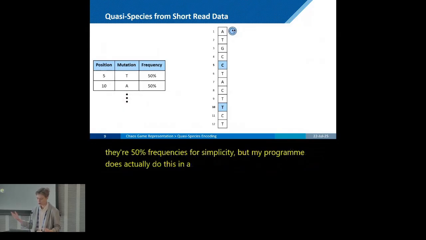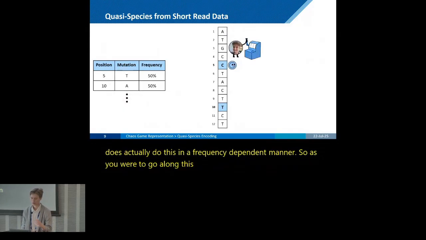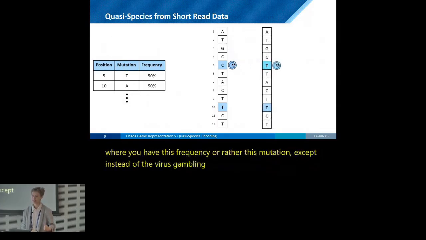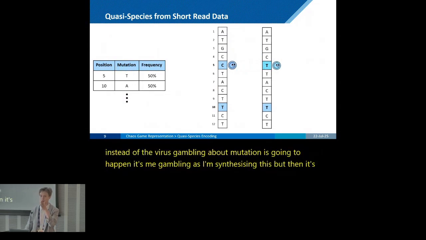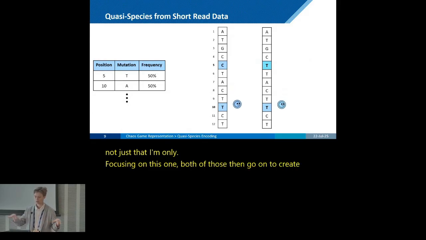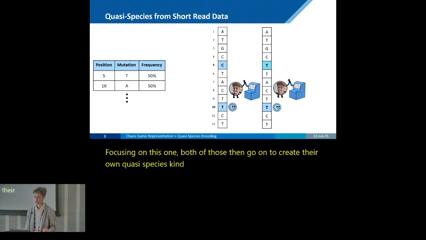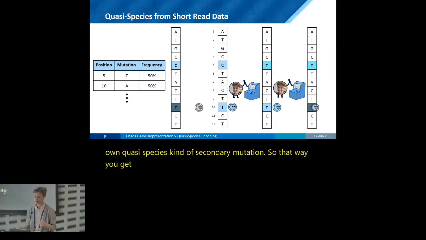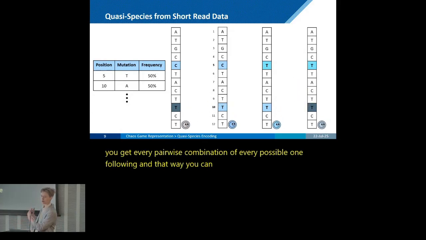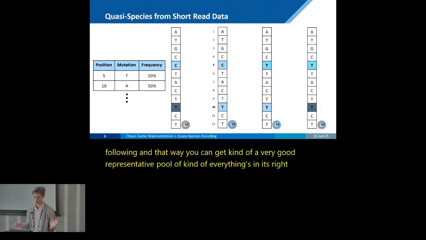So as you go along this genome, you reach the position where you have this frequency, or rather this mutation, except instead of the virus gambling about what mutation is going to happen, it's me gambling as I'm synthesizing this. But then it's not just that I'm only focusing on this one. Both of those then go on to create their own quasi-species, kind of secondary mutations. So that way you get every pairwise combination of every possible one following. And that way you get a very good representative pool of everything in its right frequencies, and you also get the full picture, right?